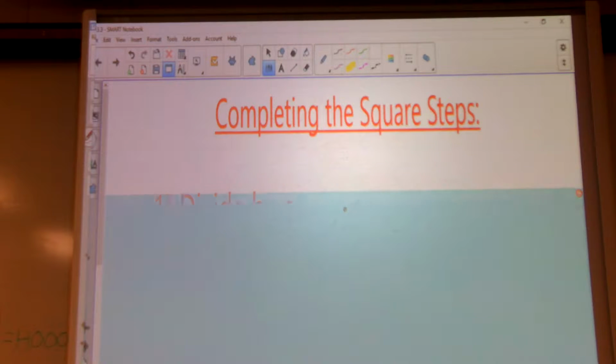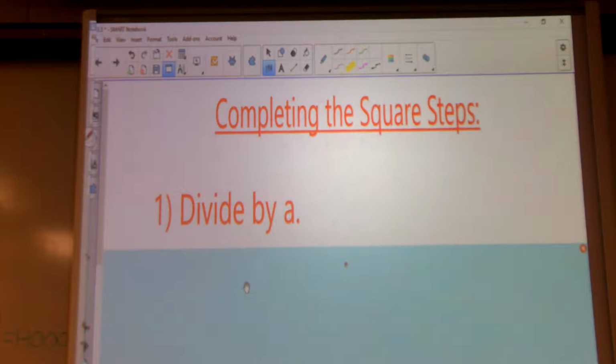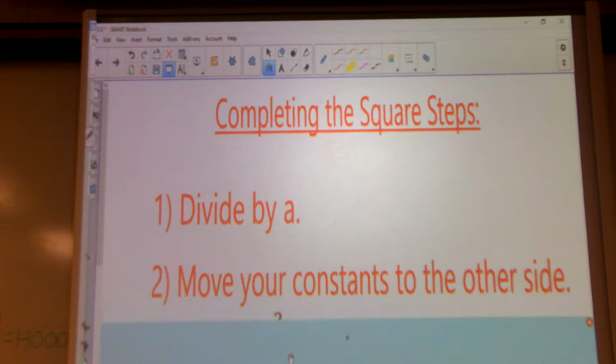Step 1, divide everything by your A term. Everything, on both sides of the equation. Step 2, move your constants to the other side. By that I mean this is not a case where we equal 0. In factoring and the quadratic formula, we had to equal 0. In this case, we do not. We take that constant to the other side, so I have all my variables on one side, constants on another.